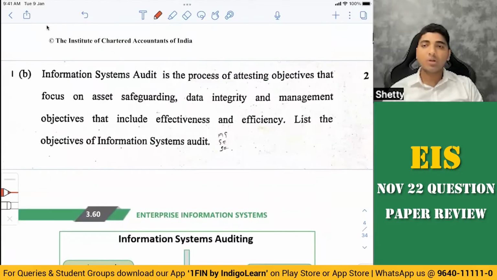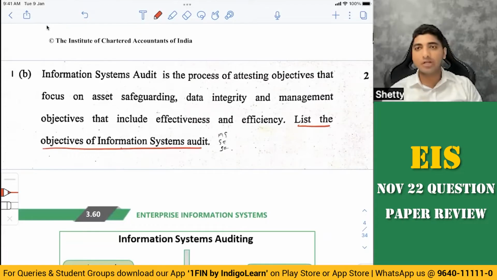Now let us talk about question number 1B. Here, this is also fairly a simple question. What are they saying? Information system audit is the process of attesting objectives that focus on asset safeguarding, data integrity, and management objectives that include effectiveness and efficiency. List the objectives of information system audit. Okay, very simple, straightforward question. They're saying, give us the objectives of information system audit.